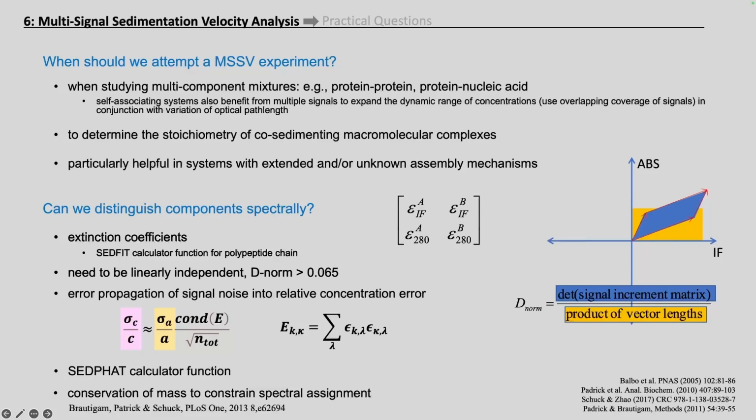Finally, there is an approach for using mass conservation as a constraint in the analysis. This can greatly help the spectral assignment. After all, we usually know how much of each component we load into the mixture, and that factors into the assignment of components to the sedimentation boundaries. You can find more details about this in this reference.